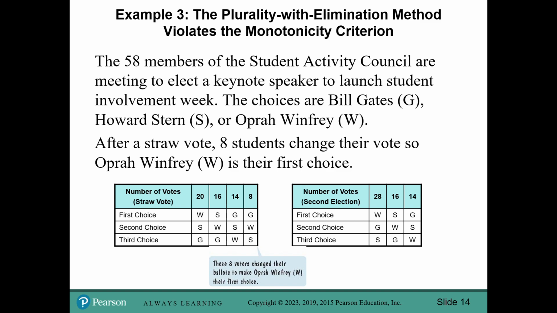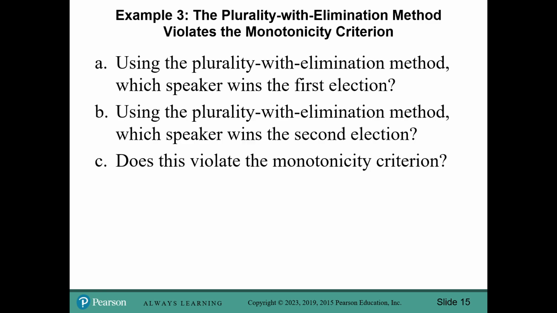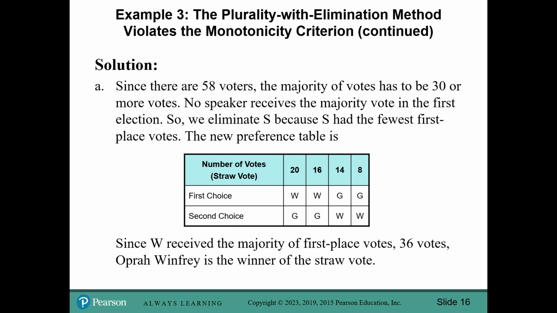Okay, so here's what we have. We want to use the plurality with elimination method to find which speaker wins the election. Using the plurality with elimination method, which speaker wins the second election? And we want to see if this violates the monotonicity criterion. So let's break them down. Since there are 58 voters, the majority of the votes has to be 30 or more votes. No speaker received the majority of the votes in the first election. So we eliminate S because S had the fewest first place votes, and the new preference table is below. Okay, let's go back.